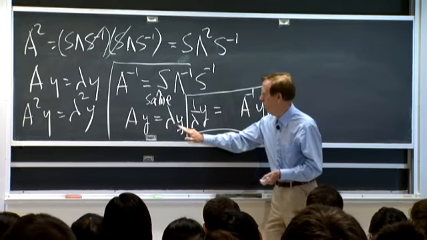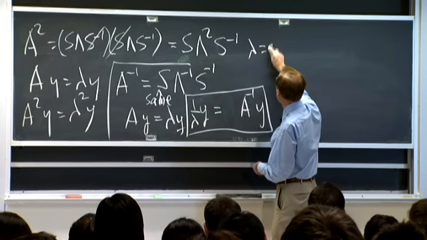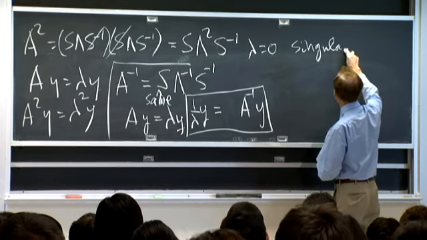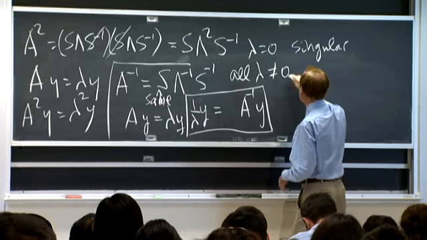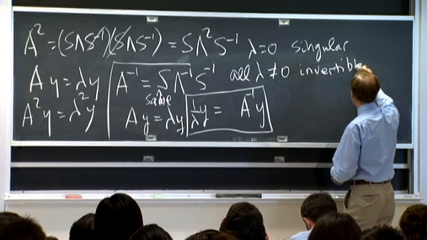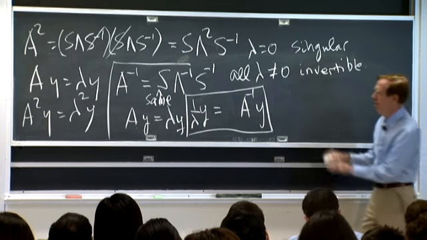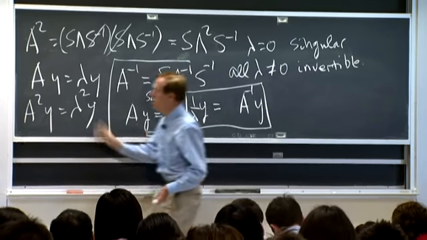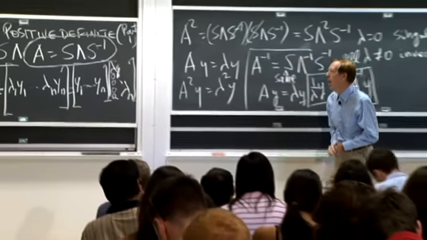So lambda equals, I just put that up here. Lambda equals 0 would tell me I have a singular matrix. All lambda not equal 0 would tell me I have an invertible matrix. Okay. So these are straightforward facts. It's taken down in this row, and it's just really handy to have up here.